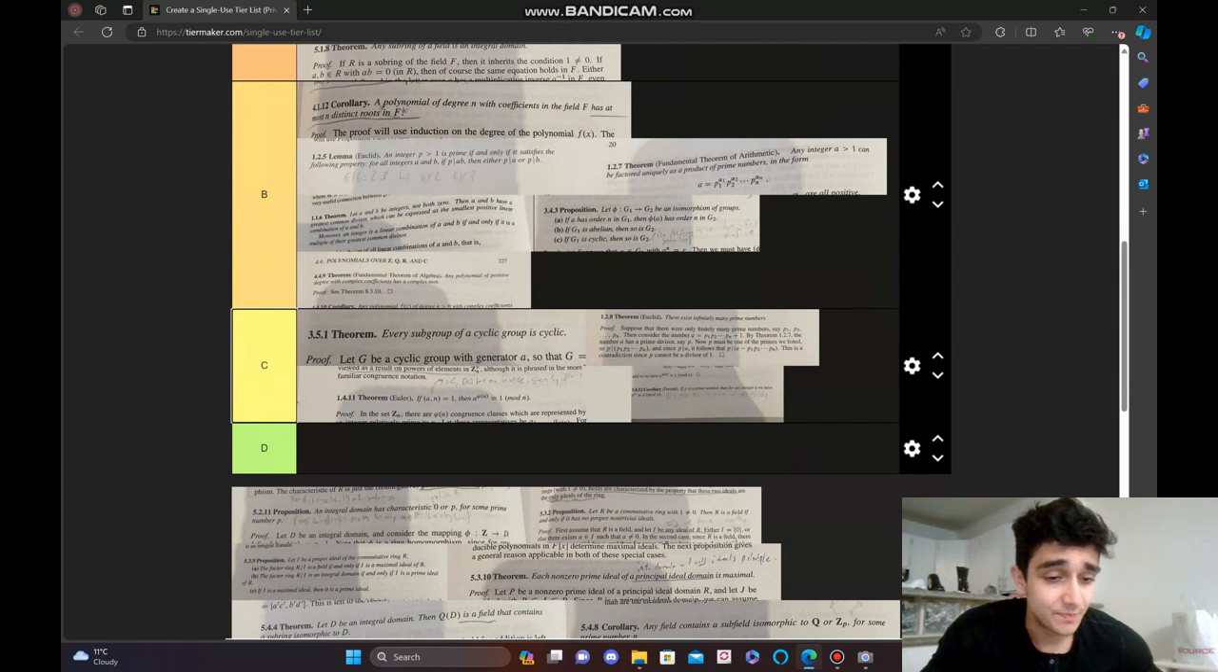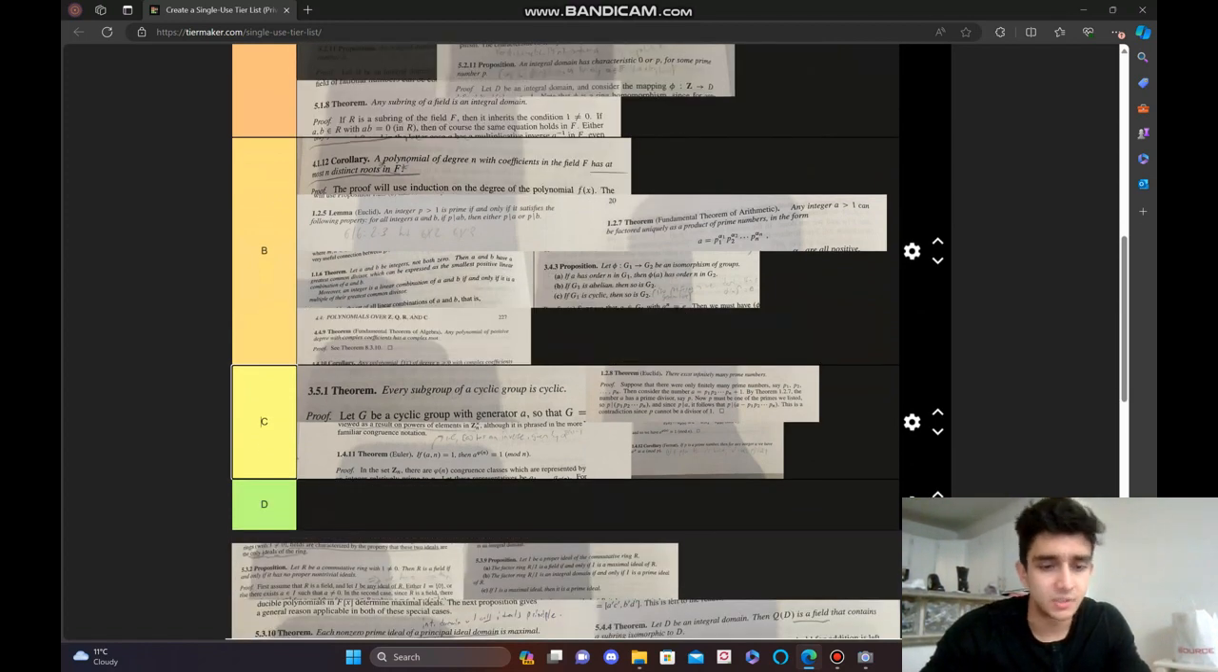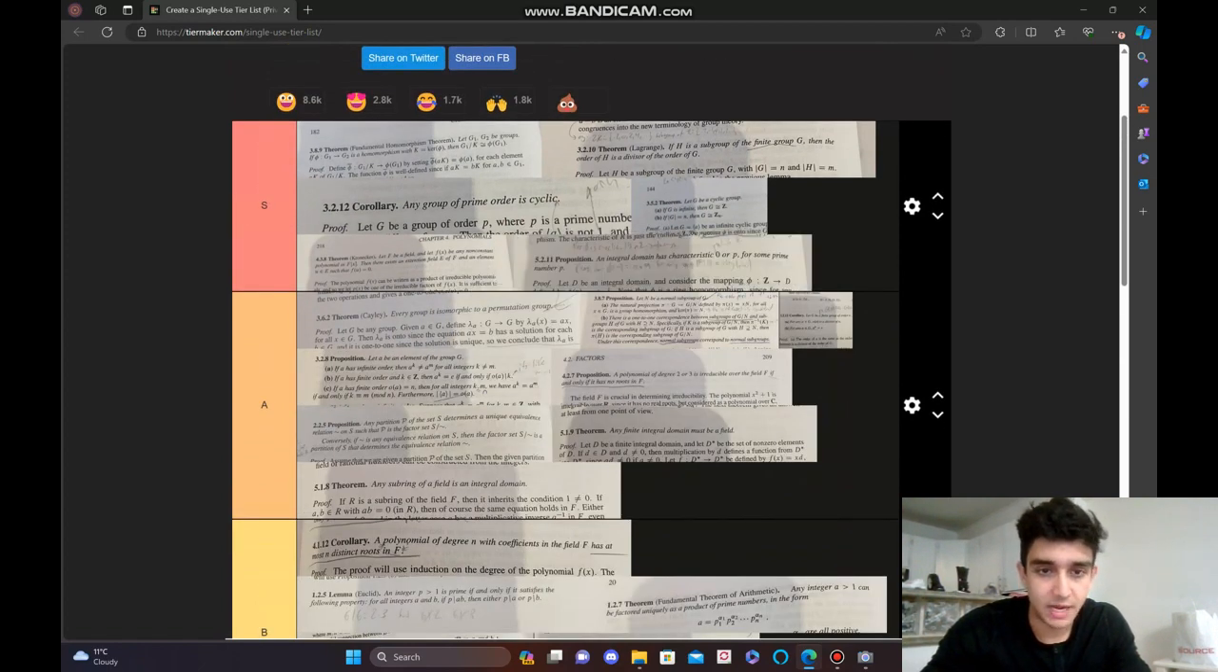Okay, let's see. This next one here, it's saying how an integral domain has characteristic 0 or p for some prime number p. This one I like. I'm actually going to give this one an S rank if I can scroll up here. I'm going to give this one an S rank for a few reasons. The first one is that it's not really obvious to me why an integral domain has characteristic 0, of course, it could have characteristic 0. But the fact that it has characteristic p for a prime number, that one's kind of cool.